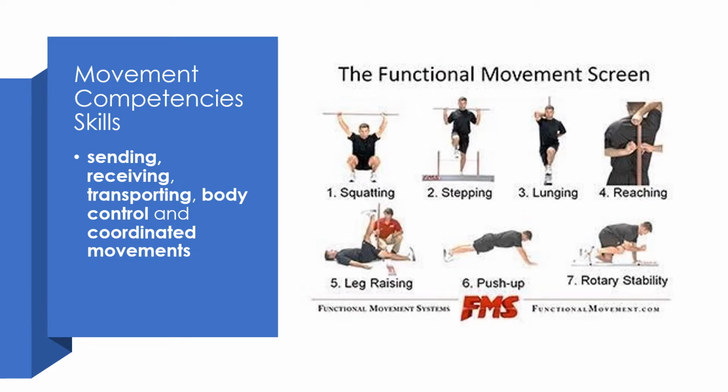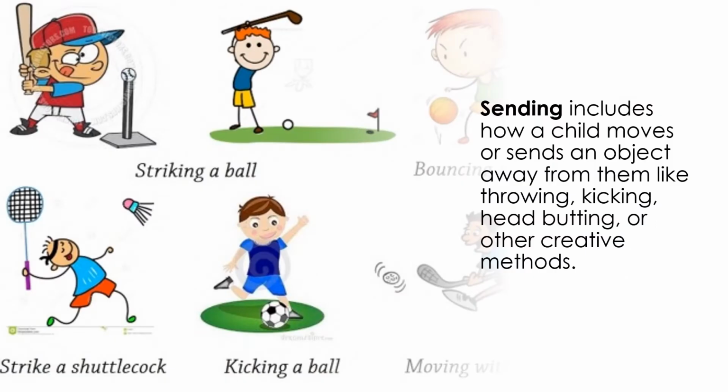Movement competencies are divided into more specific skills, including sending, receiving, transporting, body control, and coordinated movements. Sending skills include how a child moves or sends an object away from them. This can include throwing, kicking, headbutting, or other creative methods. For example, if the goal of the game is to hit a target, the child has a number of different options. He or she could throw underhand or overhand, or kick the ball aiming for the target.